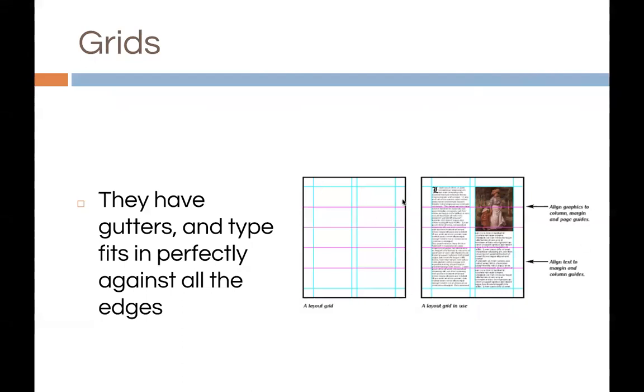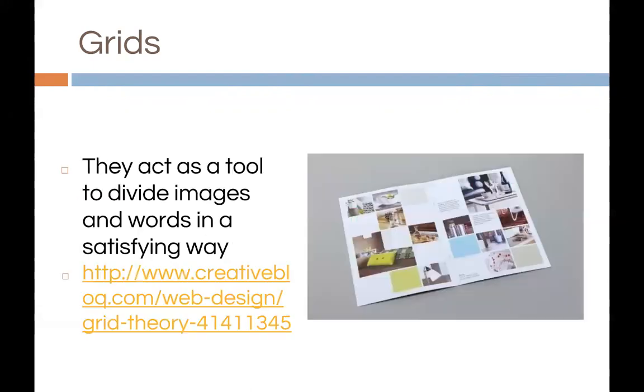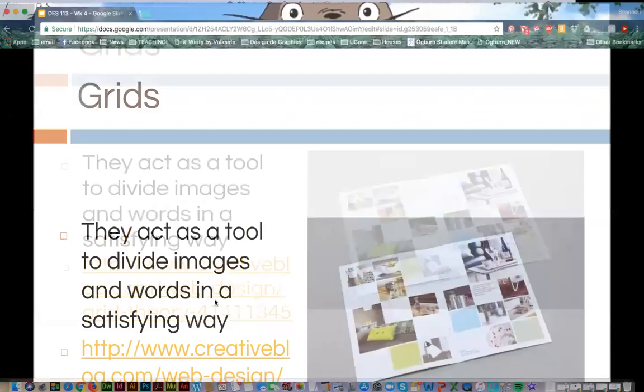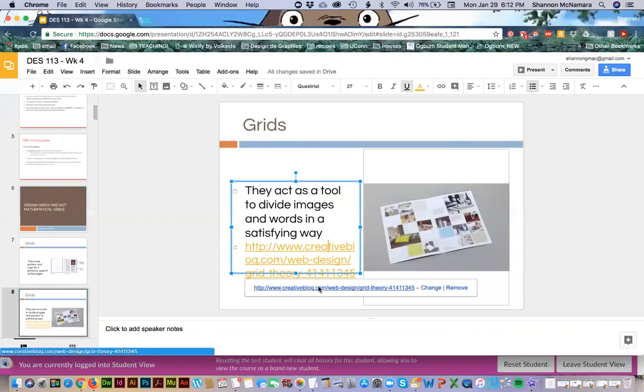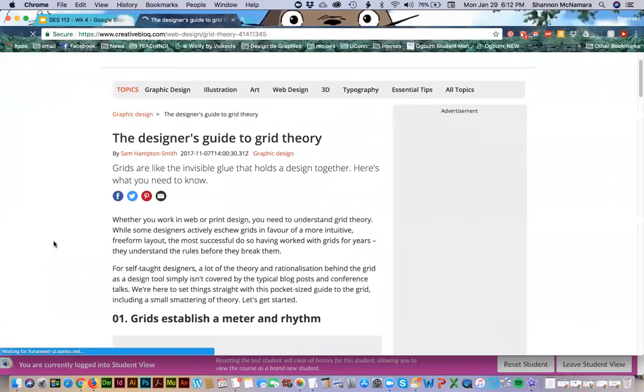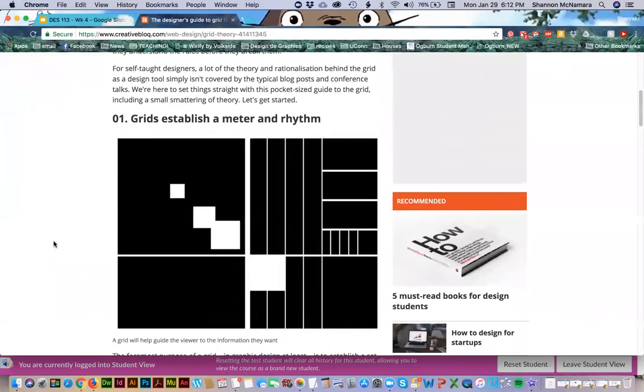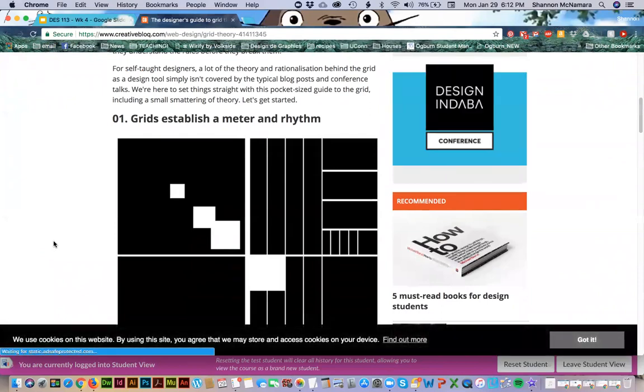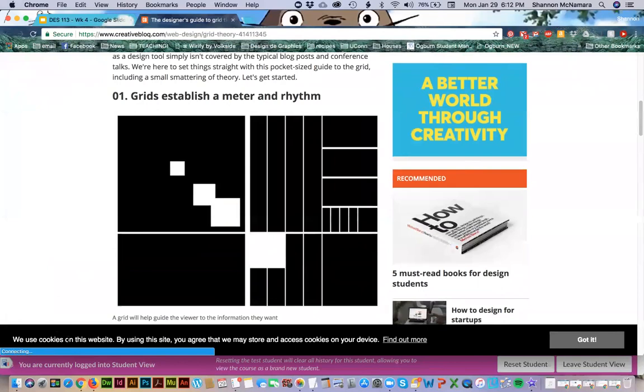So you can see here's the grid. Here is the grid with a layout applied to it. So you would align your graphics to the column, the margin, and the page guides, and then you would align your text to the margin and the column guides. They act as a tool to divide images and words in a satisfying way. I have a little link here. This is a little article on the designer's guide to grid theory. Grids establish a meter and a rhythm, which is why we want to use them.